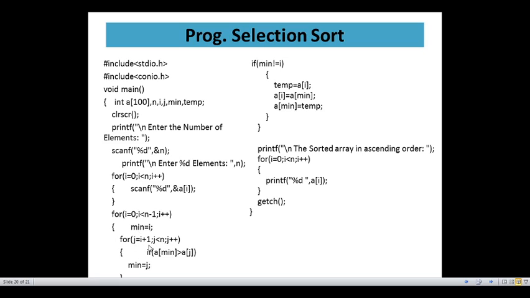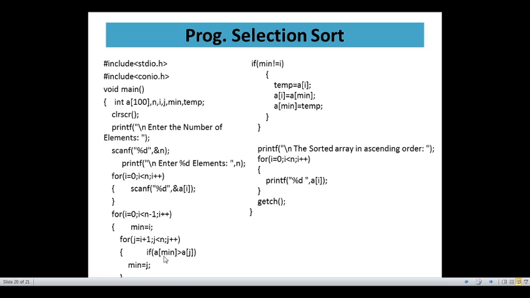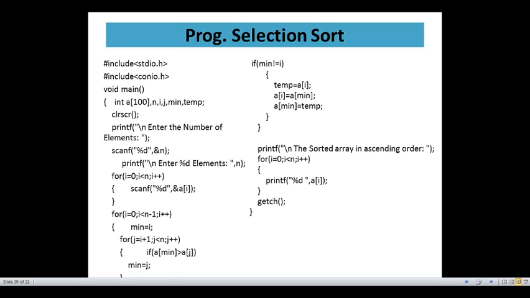For j equals i plus 1, j less than n, j plus plus. Here j is starting from i plus 1, because suppose here is i, then here is your j, next is your j. Then if a of minimum is greater than a of j, meaning any value is greater than this, like this 4 is greater than the -2, then set j to the minimum. If minimum not equals i, then we need a swap: temp equals a of i, assign the minimum to a of i, and then temp to a of minimum.